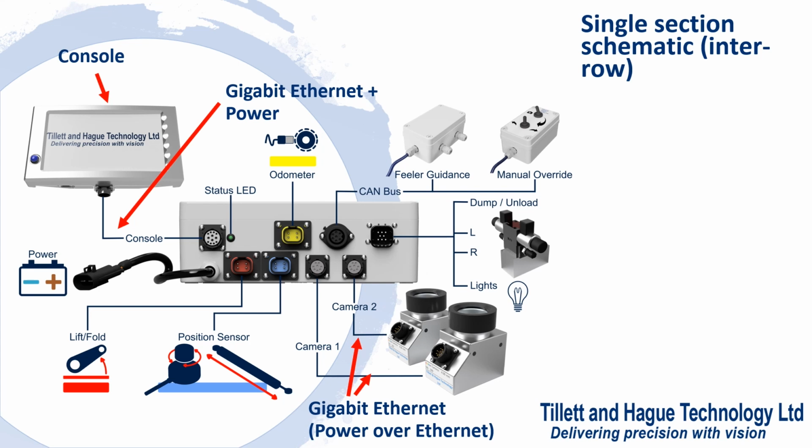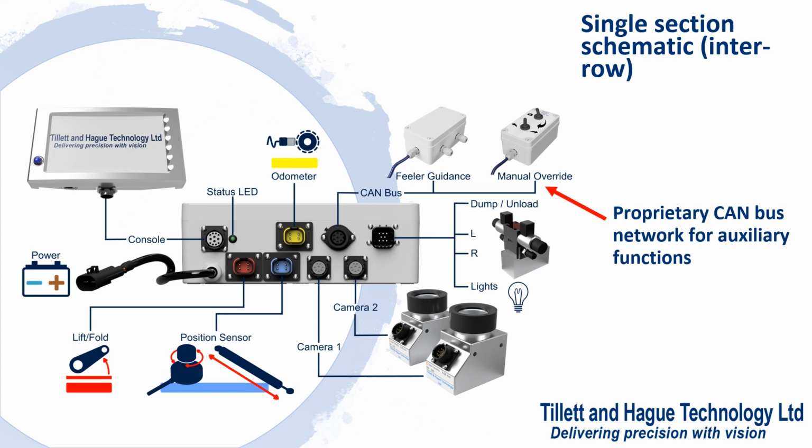The second data connection is based on CAN bus, which we use to connect a variety of our own peripheral devices. For inter-row applications, these are most commonly manual or feeler override boxes, but for our more advanced applications, not covered in this series of presentations, they can include control for within-row cultivators, spray nozzles, and condition monitoring.